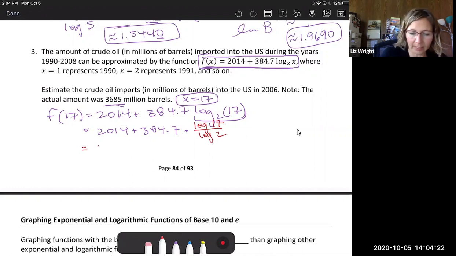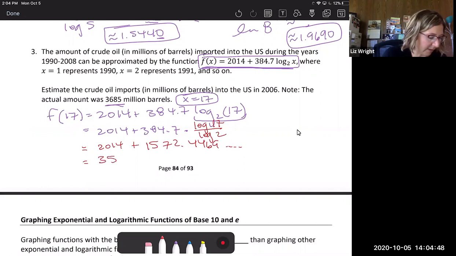And what I am getting is 2014. So I'm going to go ahead and take log of 17, divide it by log of 2. Then I'm going to multiply that by 384.7. And I got 1,572.4469, and it just keeps going. Then I'm going to add 2014 to that, and I get 3,586.4 millions of barrels.